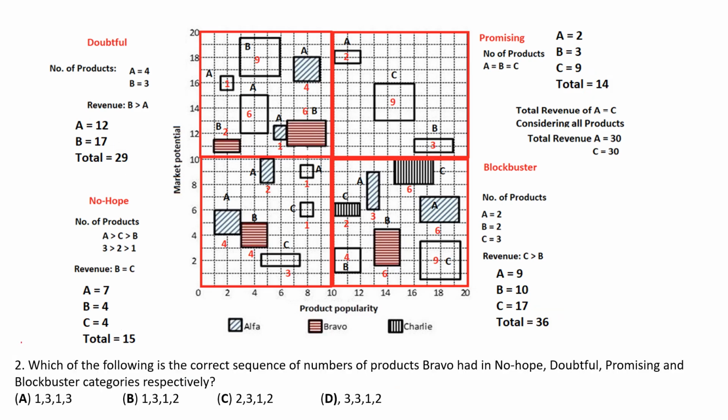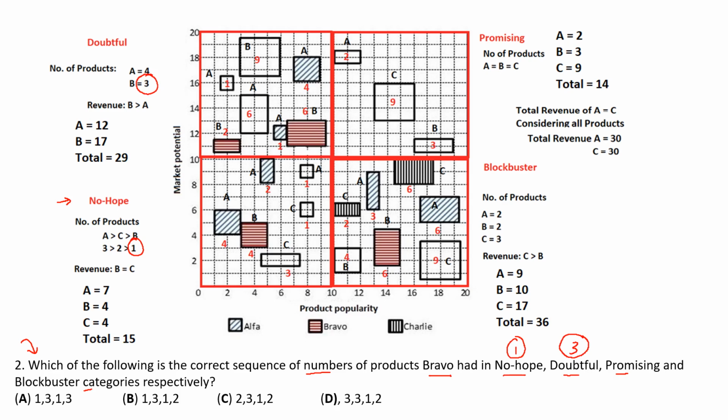Looking at the next question, it is asking which of the following is the correct sequence of numbers of products of Bravo in no hope, doubtful, promising and blockbuster categories. Okay, so we need to count the number of products of Bravo in no hope. In no hope, Bravo has only one product. In doubtful, Bravo has three products.